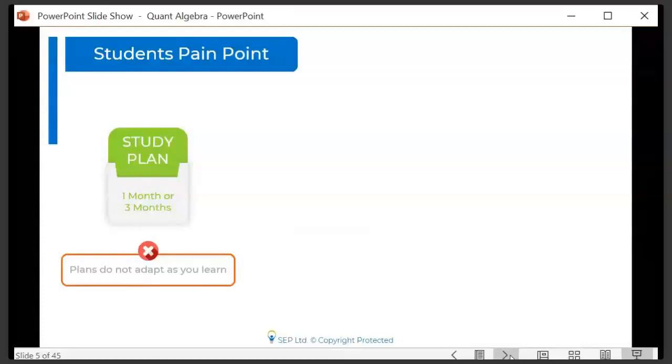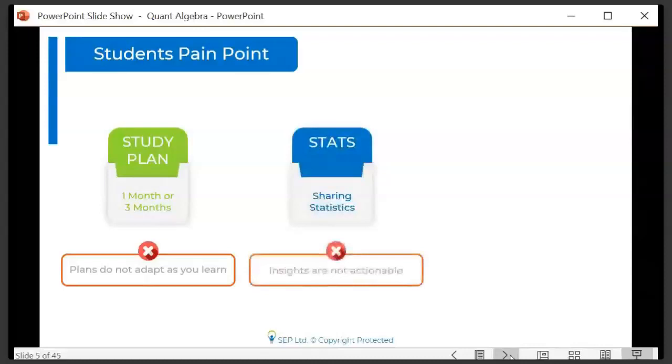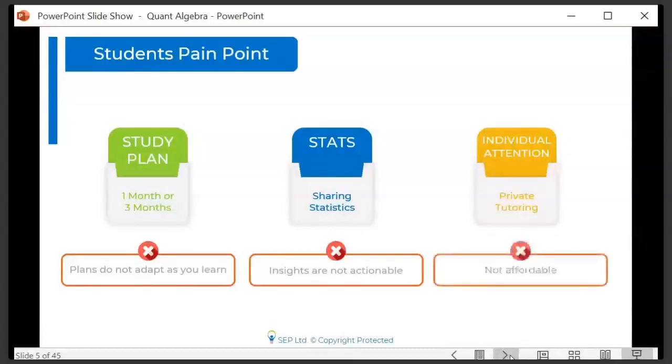Apart from that, obviously, the stats that are provided by most of the test prep companies are not really insightful as such. You don't know what to do with those stats. You may be able to figure out that you're good at these things and maybe not good at some things, but what next? What should you do with those statistics, right? And finally, even if you decide to take private tutoring, it's not affordable for everybody, right? It's not really easy to take private tutoring sessions because they're very expensive. So all in all, because of these three main reasons, a lot of students end up not doing so well in the exam.